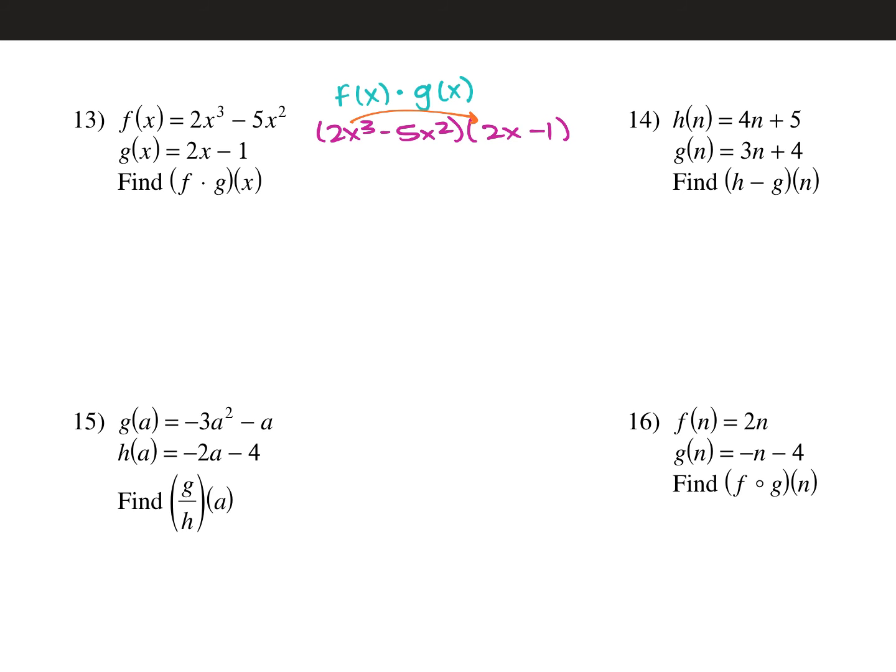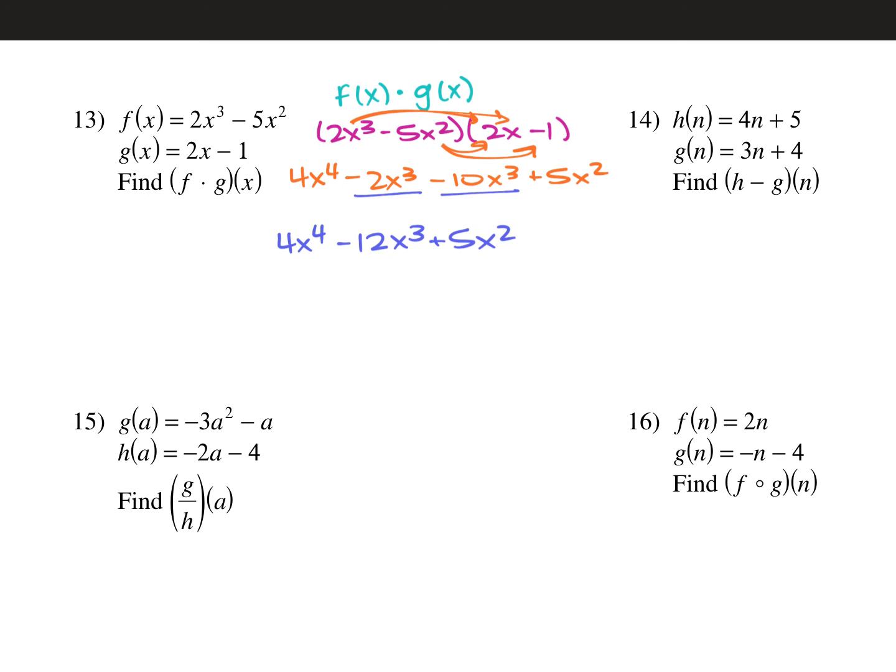2x cubed times 2x is 4x to the 4th power. 2x cubed times negative 1 is negative 2x cubed. Then the negative 5x squared times 2x is negative 10x cubed. And negative 5x squared times negative 1 is a positive 5x squared. Your like terms are the negative 2x cubed and the negative 10x cubed. So those combine to give you 4x to the 4th power minus 12x cubed plus 5x squared.